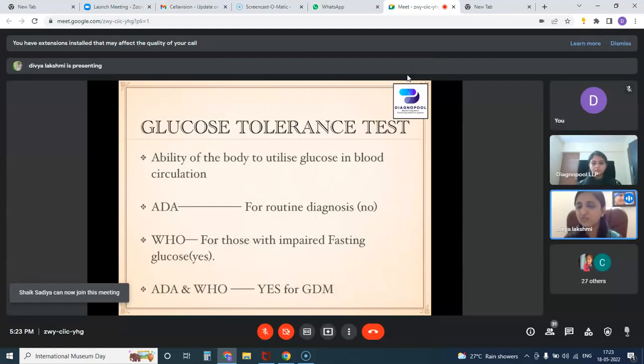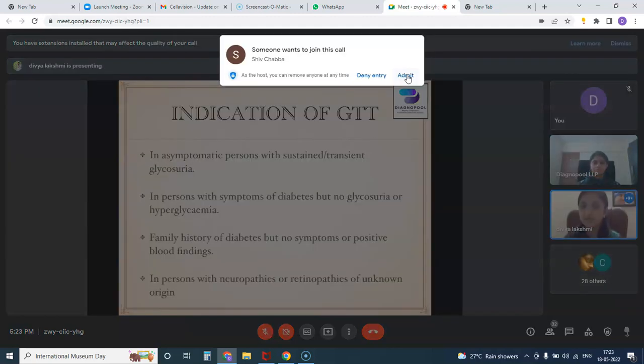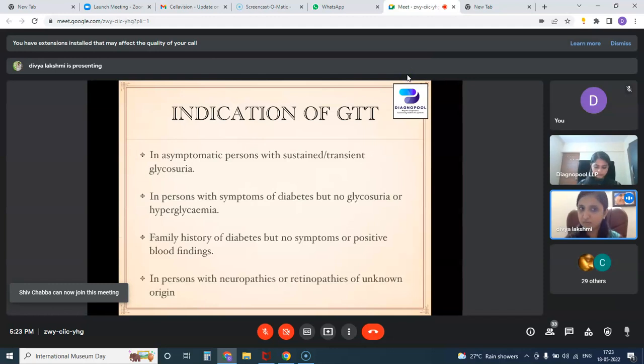It is usually done in 24 to 28 weeks. During that duration, we can use it for diagnosing GDM, but do not regularly use it for diagnosing diabetes patients. So when do we use this GTT? In asymptomatic patients, that is patients who do not have symptoms of diabetes but have glucose in the urine. For them, you can confirm with GTT. Second, in patients who have symptoms of diabetes, but the glucose level in the blood and urine is normal, yes, you can do GTT.